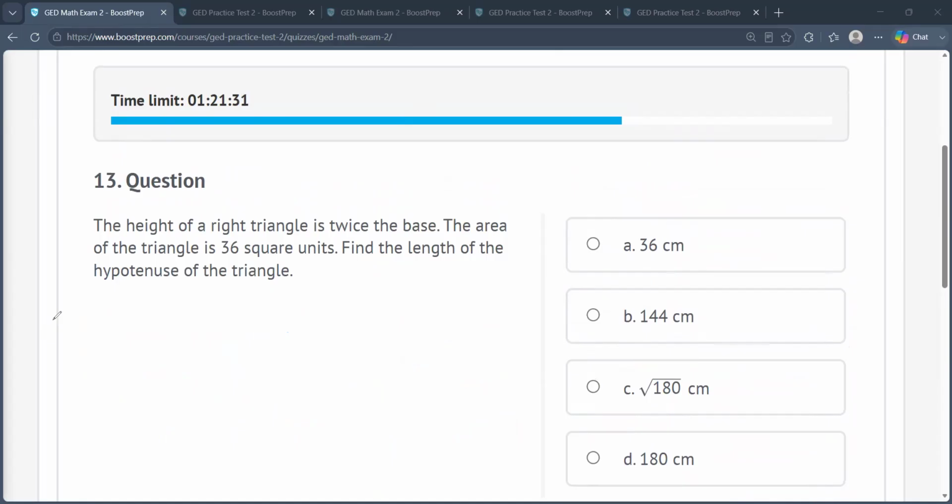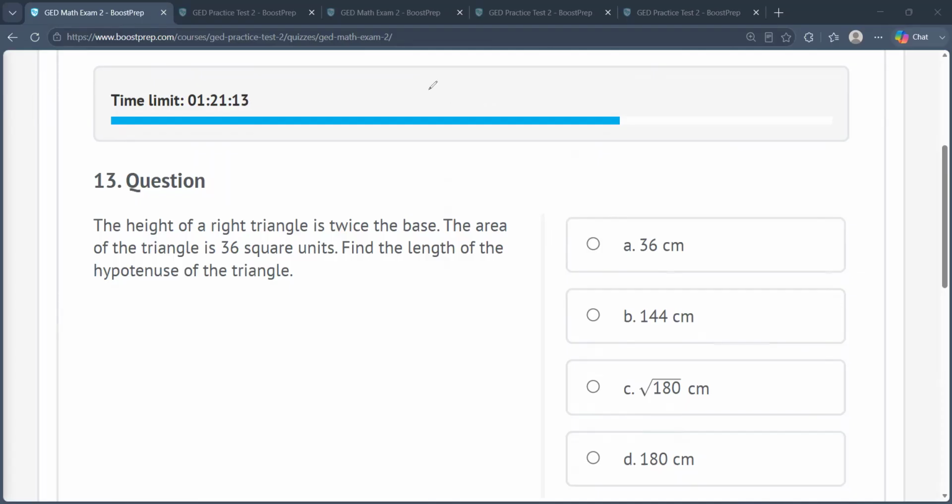Question 13. So we're dealing with right triangles. So this is a trig problem. Question 13 says the height of a right triangle is twice the base. The area of the triangle is 36 square units. Find the length of the hypotenuse of the triangle.